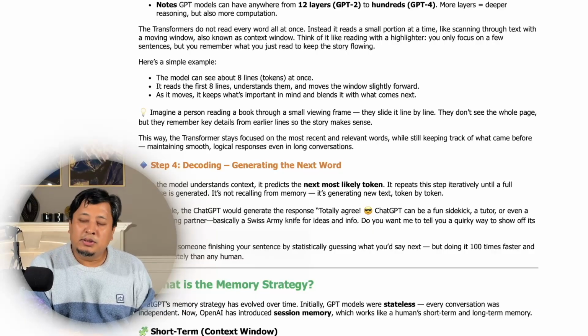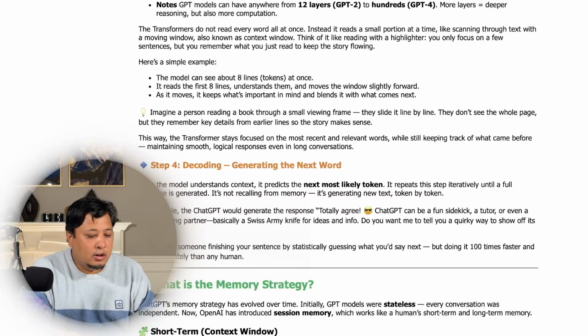Under this, once the model understands the context, it predicts the next most likely word or token. It repeats this process iteratively until a full response is generated. It is not calling the memory, but it is generating the next word or text token by token. To understand further, we can imagine someone finishing your sentence by statistically guessing what you would say next, but doing it 100 times faster and more accurately than any human.